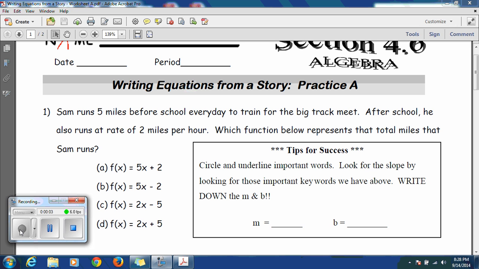So today we want to look at writing equations from a story. There's two things that you really need to keep in mind, and they're noticed right here in this big box. In order to come up with an equation from a story problem, there are two things that we'll need, an M and a B. M stands for slope, and B stands for y-intercept.